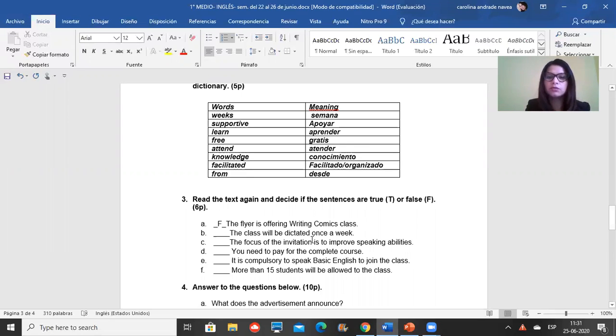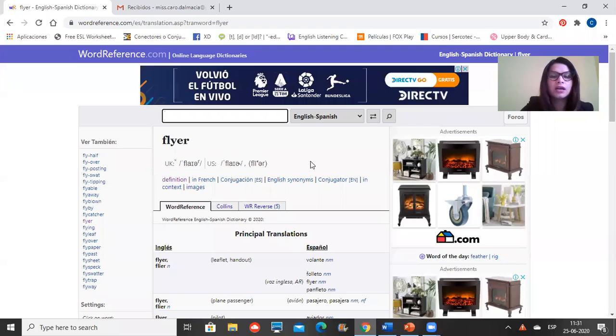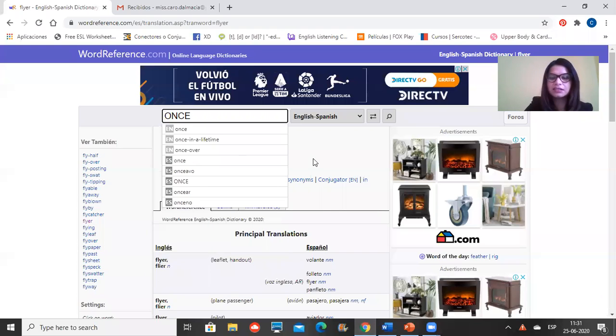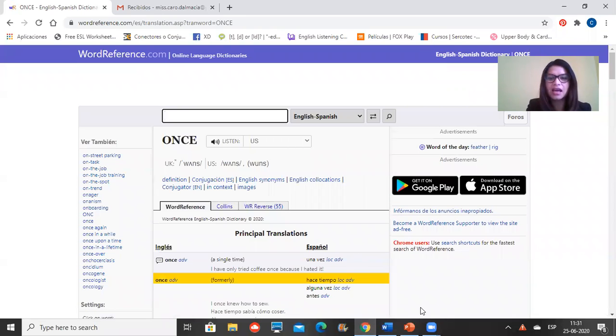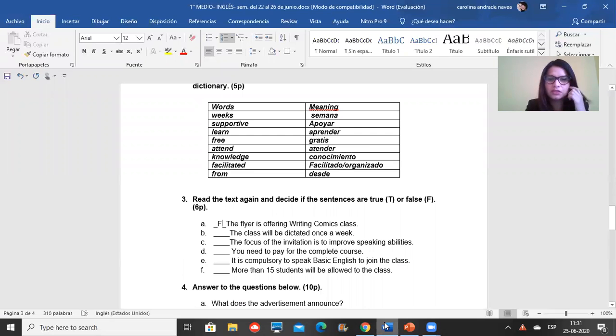Only once. Okay, then the class will be dictated once a week. Okay, once a week. What's the meaning of once? I'm not sure. I know one, but I don't know once. I want to know the correct meaning of once. I'm going to look for that here. Una vez. Okay, so the class will be dictated una vez a la semana, once a week.